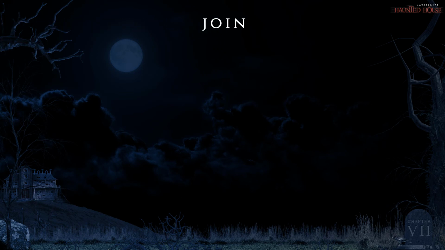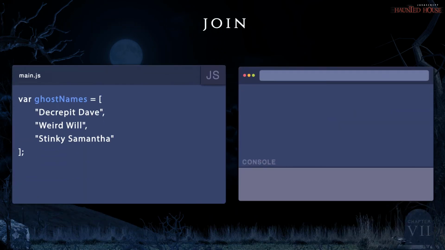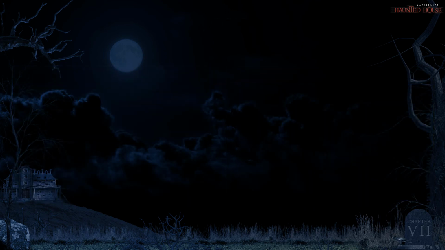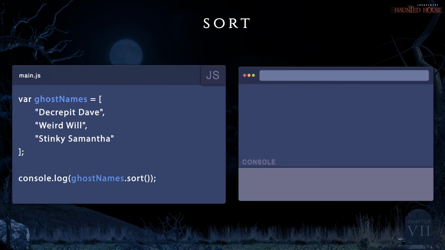The join method joins all the elements of an array into a string, using the separator passed as an argument on the function call. The sort method will sort the array elements in alphabetical order.